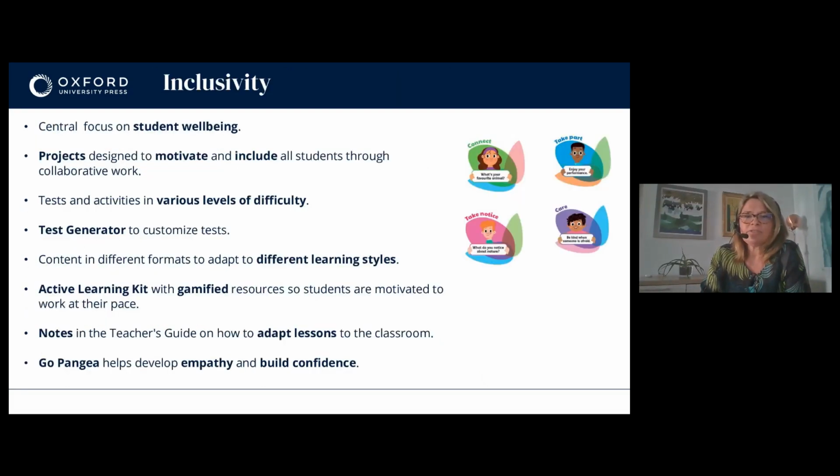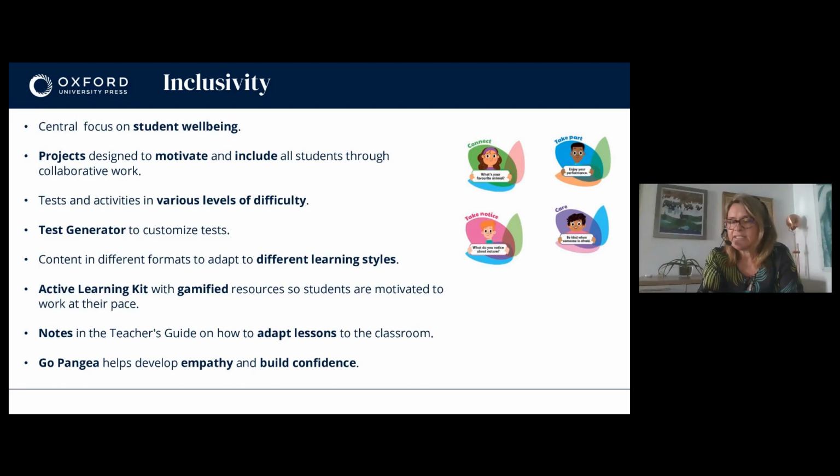Another key theme of the LOMLOE is inclusivity. And how does Open Up reflect that? Well, I would like to think that all Oxford course books are inclusive, because we're very aware of this, and we have been for a long time, and we work hard to ensure that this is reflected in our materials. In Open Up specifically, the central focus on well-being helps students to accept and celebrate themselves for who they are. And I'm going to tell you a bit more about well-being when we look at those lessons in the activity books. The projects are also designed to motivate and include all students through collaborative work.